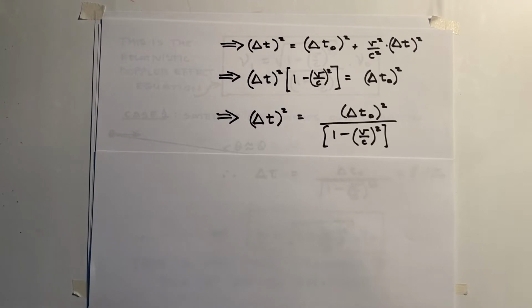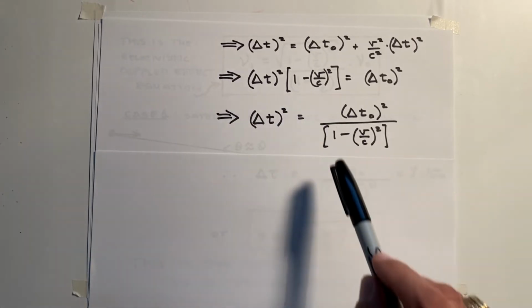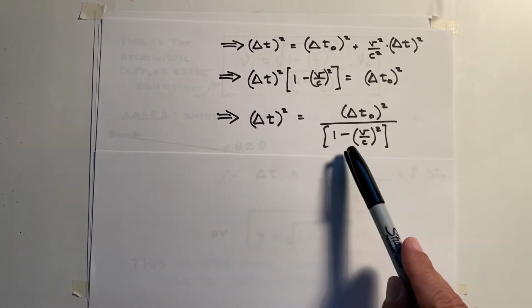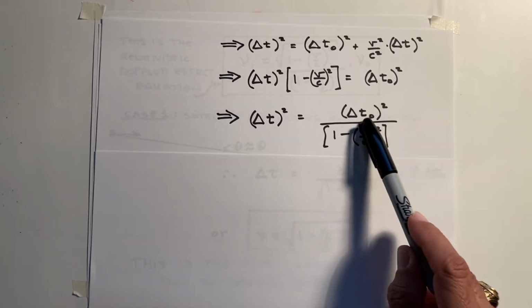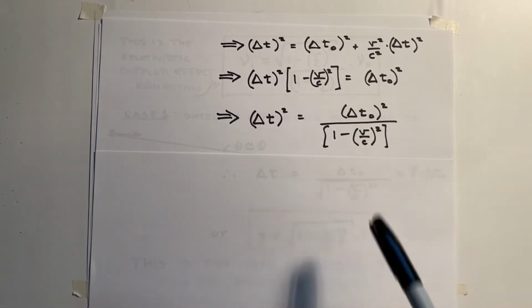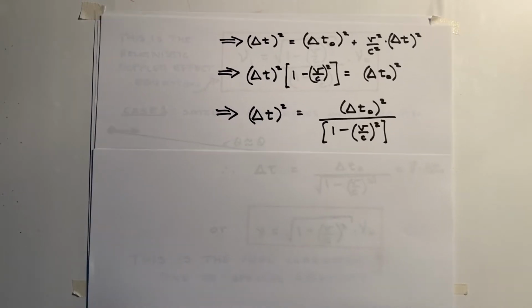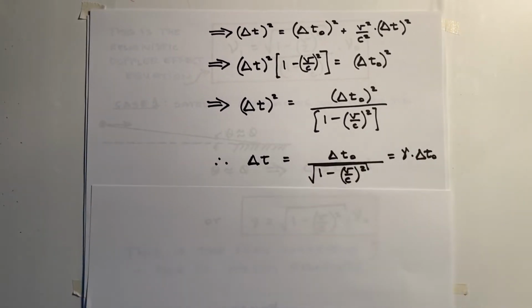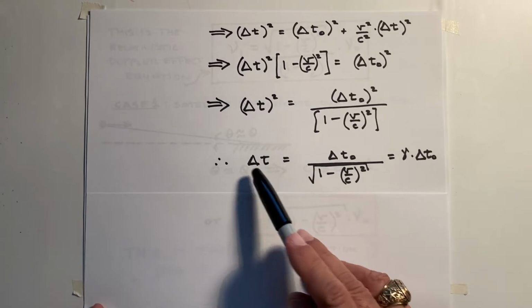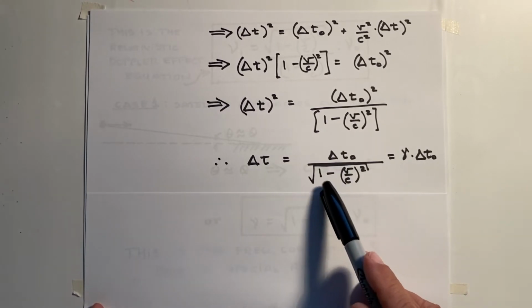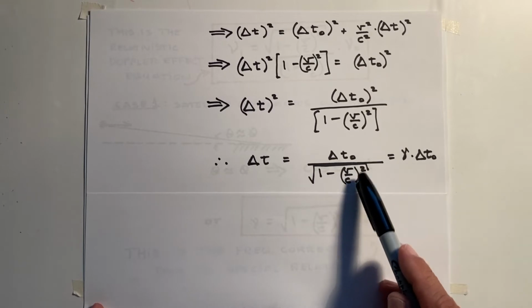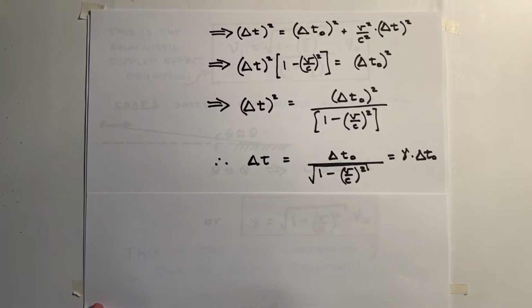Once we have that, we can go ahead and divide by this quantity in the brackets, and now we have delta t quantity squared in terms of delta t0 quantity squared divided by this. Therefore, by taking the square roots on both sides, delta t equals delta t0 divided by the square root of 1 minus (v over c) quantity squared.